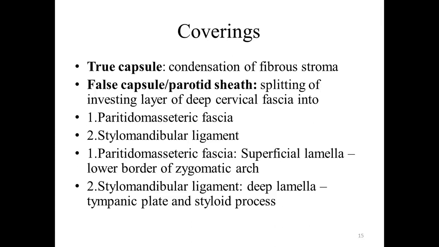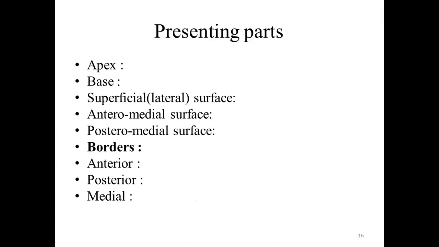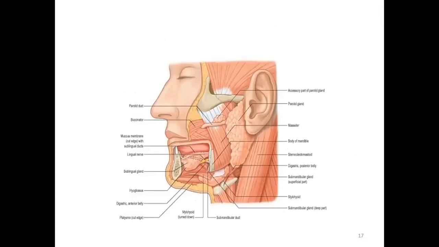deep cervical fascia into the parotidomasseteric fascia and the stylomandibular ligament. These two modifications we should notice about the false capsule, which is an investing layer of deep fascia. The parotidomasseteric fascia is the superficial lamella, attached to the lower border of the zygomatic arch. And the stylomandibular ligament, we know that it is the deep lamella, attached to the tympanic plate and the styloid process. And the parts presenting are the apex, base, superficial surface, anteromedial surface, and posteromedial surface. And the borders are anterior, posterior, and medial borders.